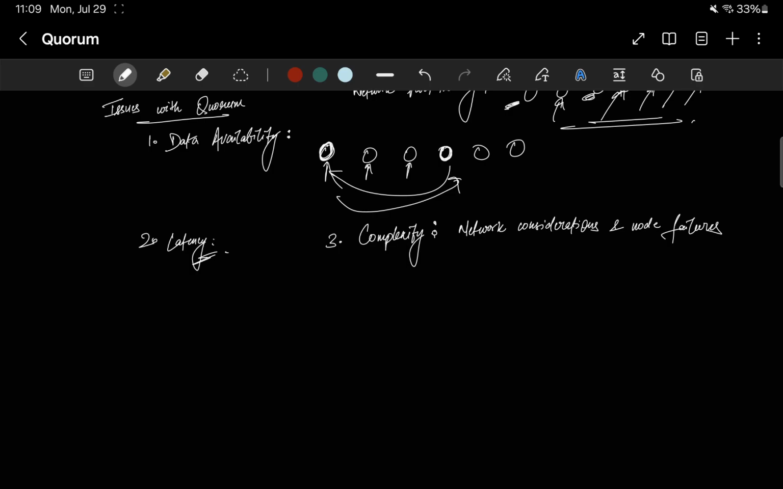Great. Now we know that there are different issues with quorum. What is the solution? Is there any solution, or is there something which we can do to relax this quorum?